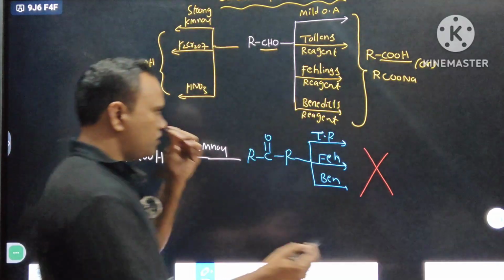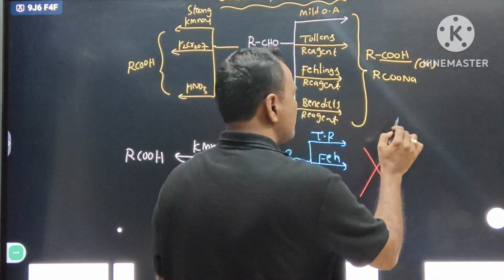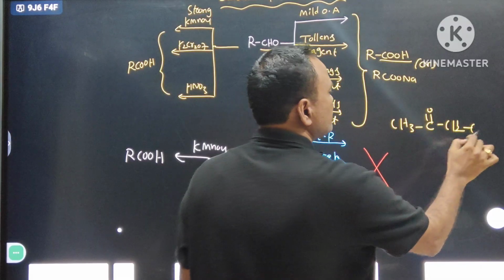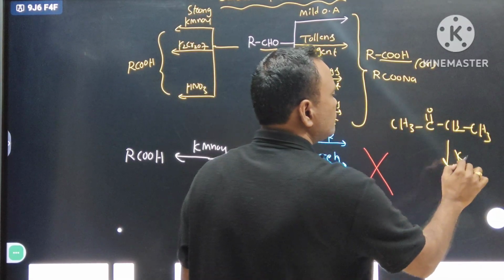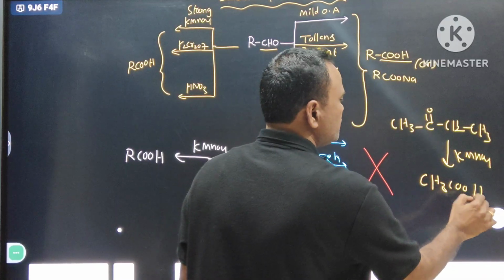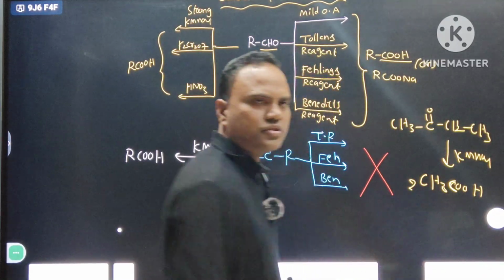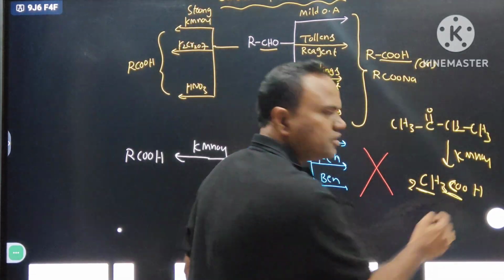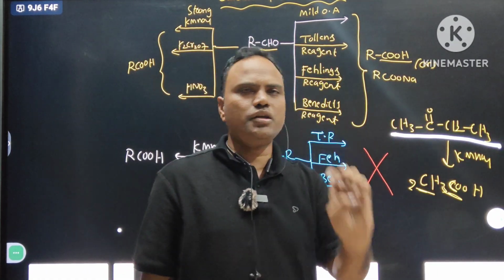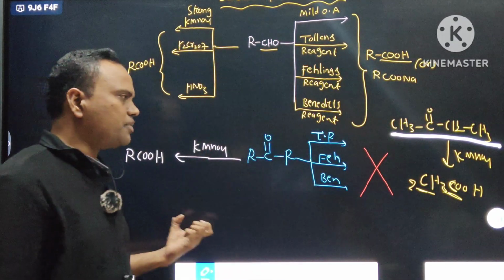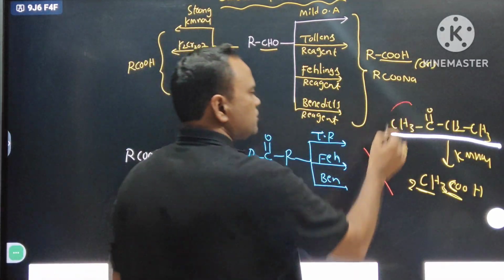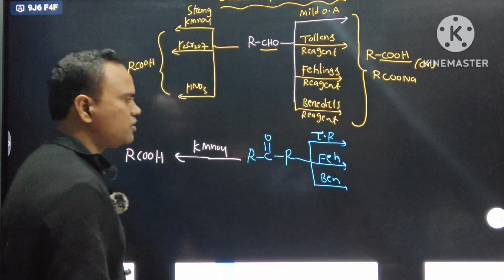For example, what is the meaning of fewer carbons? I am taking one ketone, 2-butanone. When we add KMnO4 to this, what will we get? We will get acetic acid, 2 moles of acetic acid. How many carbons are present in it? 2 only. But in the parent compound, how many are there? 4. Very important point: we get carboxylic acids with fewer carbons. We will discuss that in the reactions. Clear? Mention that point also.